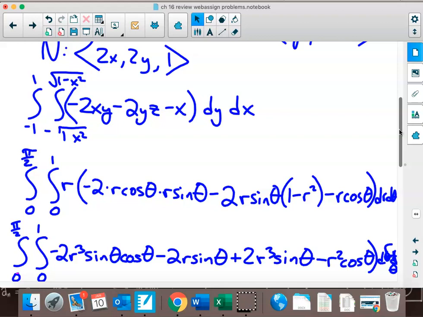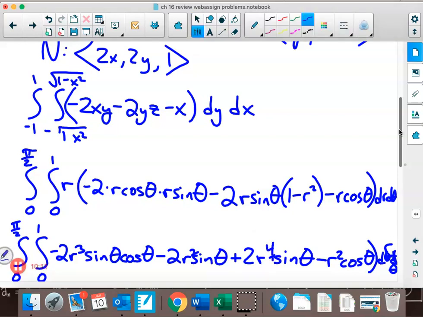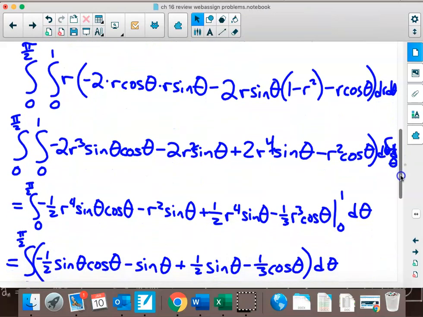Negative 2r cubed sine cosine. Oh, I found the mistake. That should be an r squared. There we go. This one's fine. Oh, nope, you're right, to the fourth. I stopped multiplying the r in for this term. Fourth. And then this one's right. Okay. So I just paused to multiply my r and then got back to it.